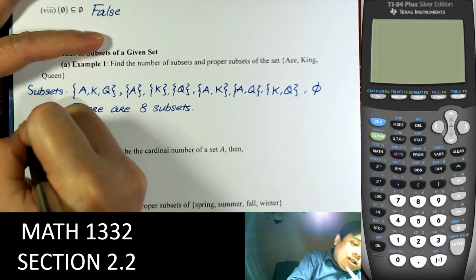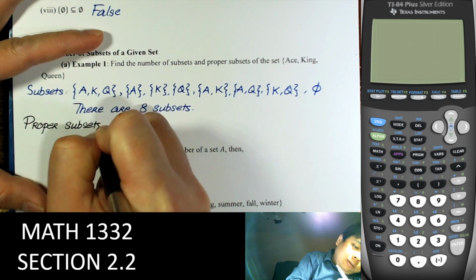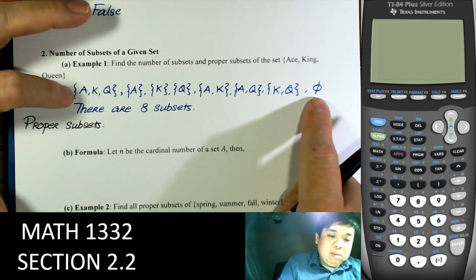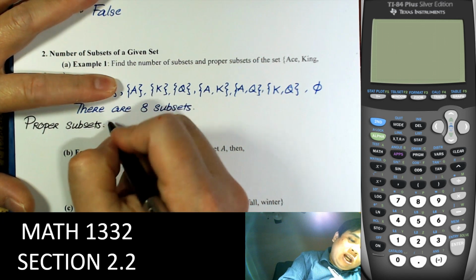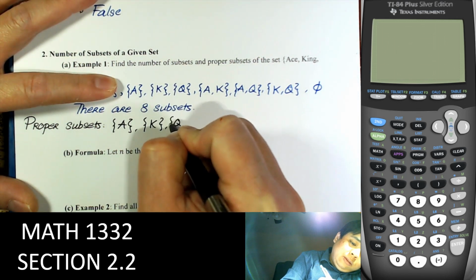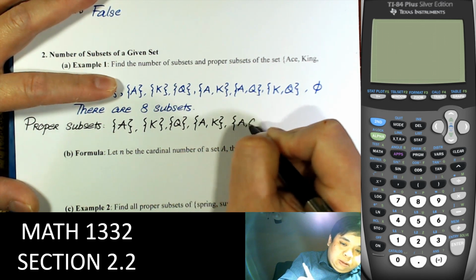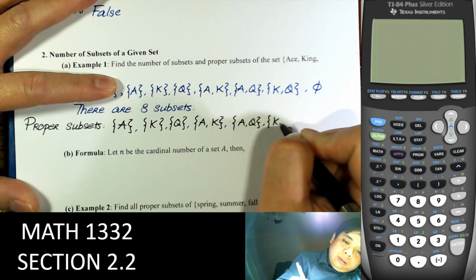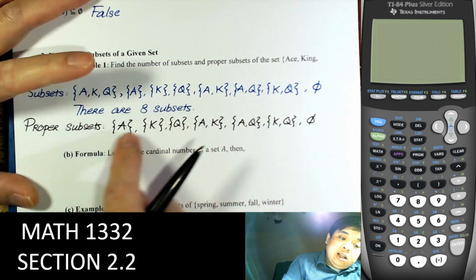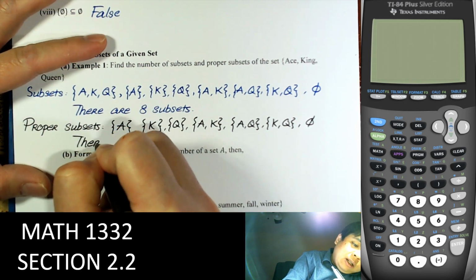Now on to proper subset. Proper subset, pretty much everything here except for the set itself. Proper subset cannot be equal, so we are just excluding that, everything else stays. And originally there's 8, take out itself, so only 7. So we say there are 7 proper subsets.